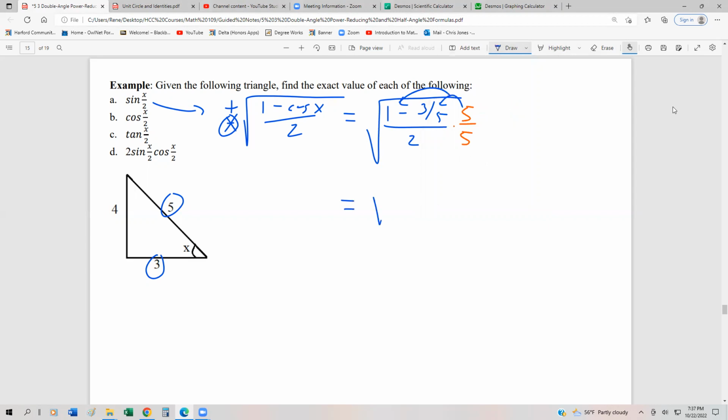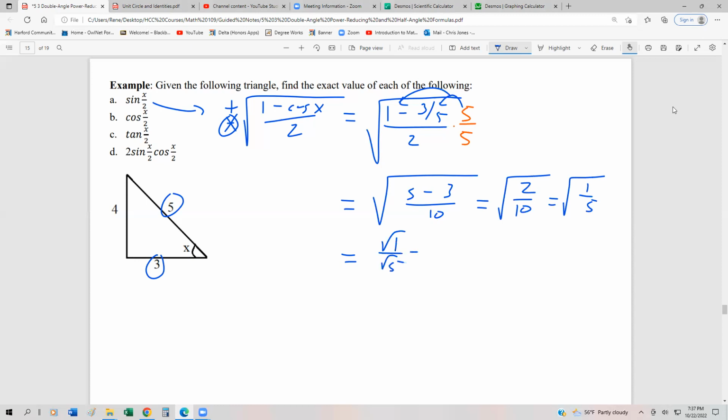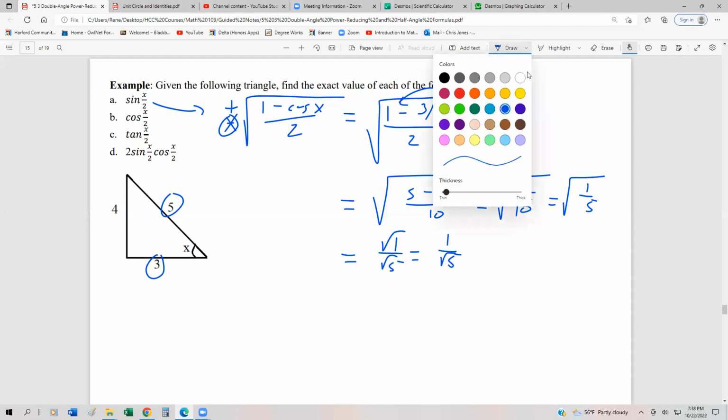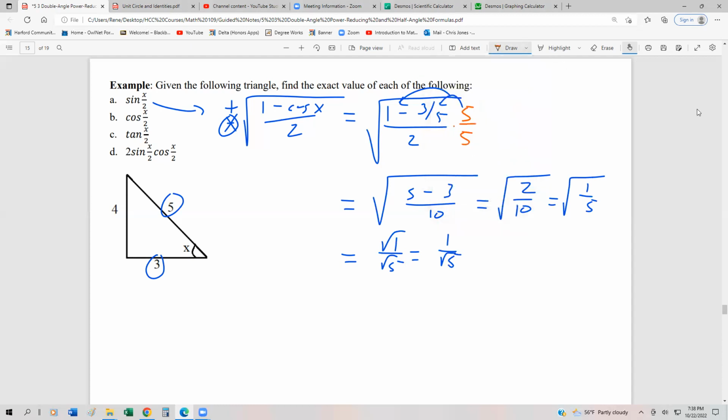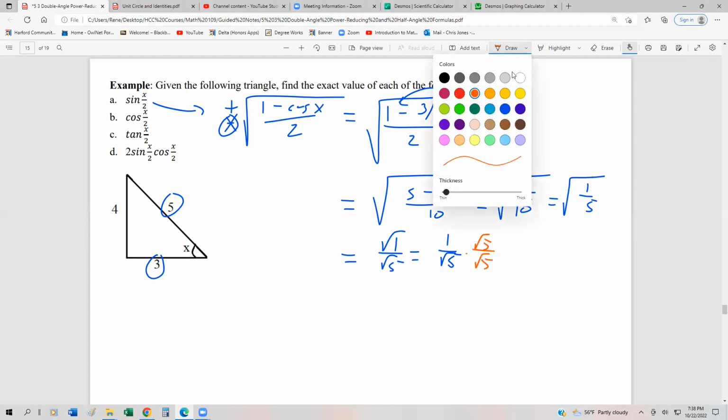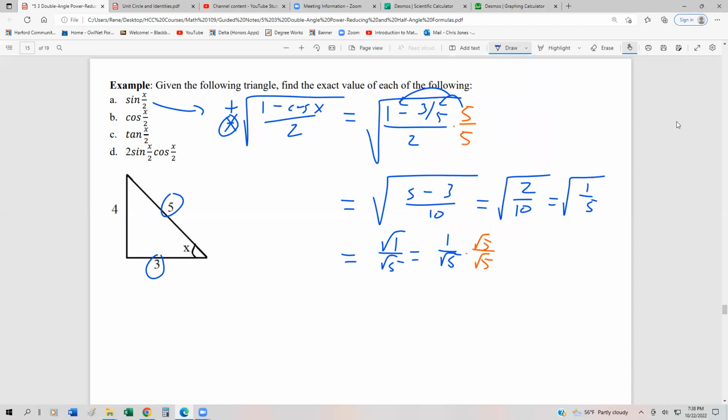And so we will have the square root of 5 minus 3, divided by 10, which is going to be the square root of 2/10, which is the square root of 1/5, which can be written as the square root of 1 over the square root of 5, which is 1 over root 5. And then we can finally multiply by root 5 over root 5 to rationalize this. And so the cleanest answer that's rationalized that we can get out of this is going to be the square root of 5 divided by 5.